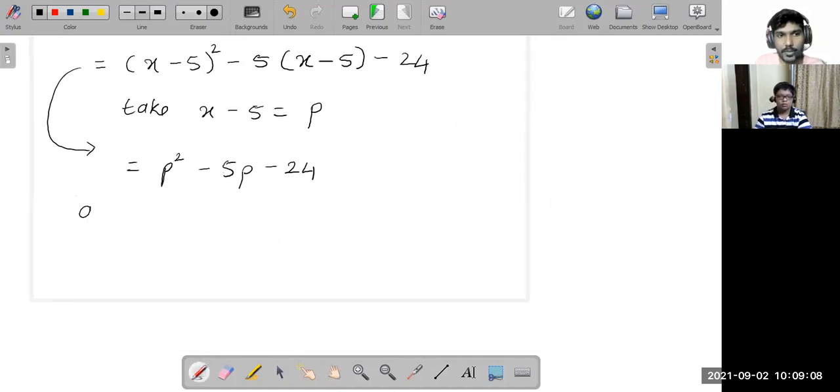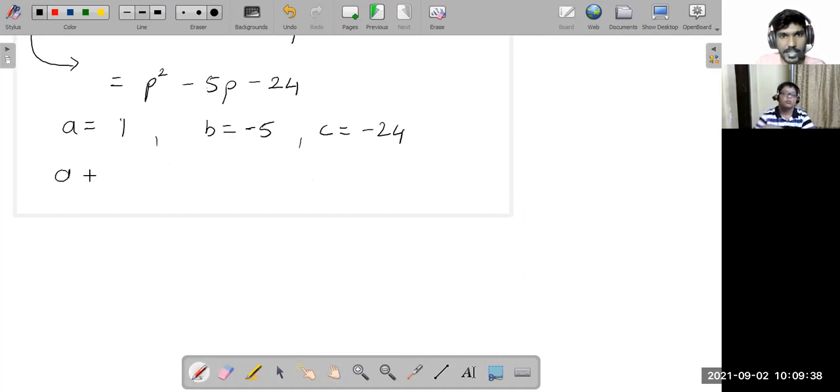So tell me what is A, what is B, and what is C. A is the p square coefficient, 1. The B is 5. Just 5? You're missing out the sign. Minus 5. Always keep in mind the sign. And C is minus 24. Minus 24. So now to find a solution, you have to multiply first A with C. That is 1 multiplied by minus 24, which is minus 24.